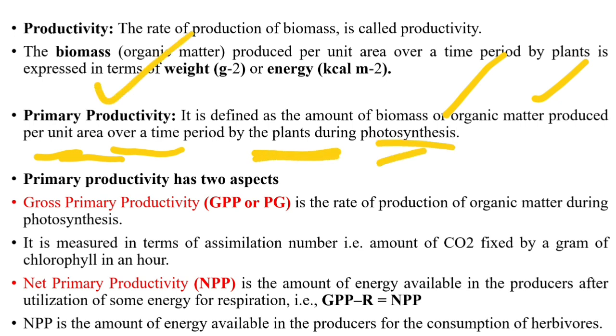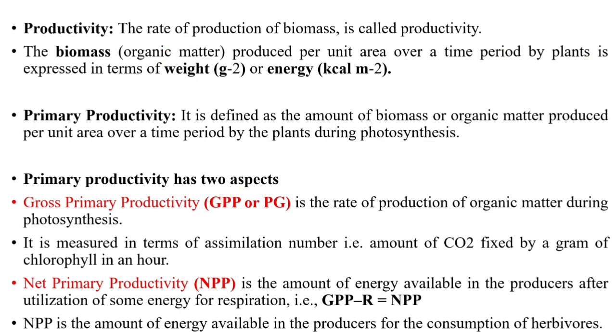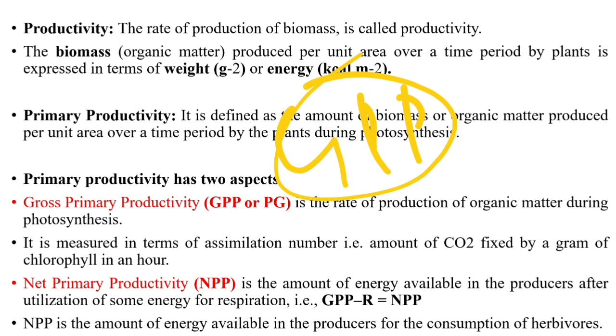So primary productivity is only observed in the case of plants. And primary productivity also has two aspects. One is gross primary productivity, another is net primary productivity. The rate of production of organic matter during photosynthesis is known as gross primary productivity. That means the amount or rate at which the photosynthesis product is formed is known as gross primary productivity or GPP. It is measured in terms of assimilation number, that is the amount of carbon dioxide fixed by a gram of chlorophyll in 1 hour.